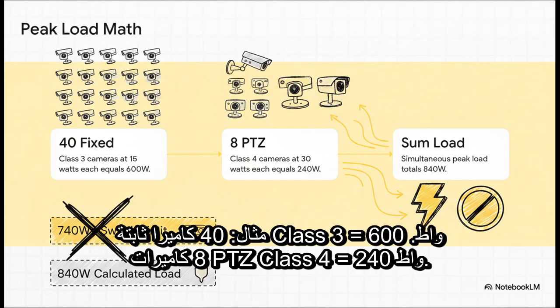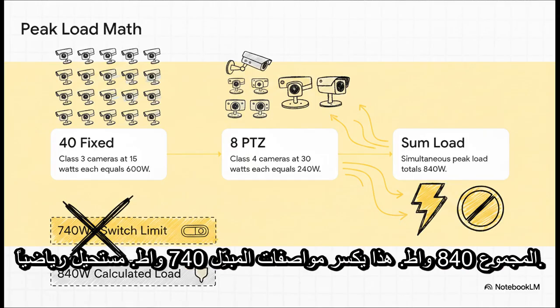Let's break this down further. Imagine you've got a site with 48 cameras to connect. Let's say 40 of them are fixed cameras, right? So that's Class 3 at 15 watts each. That puts us at 600 watts. Then you have your remaining 8 cameras as PTZs, Class 4 at 30 watts each. That's another 240 watts. When you sum up that simultaneous peak load, you hit 840 watts.